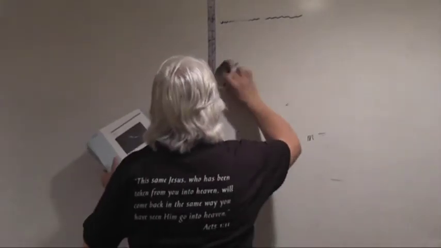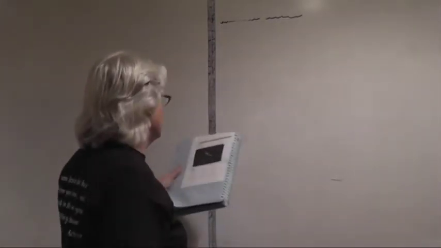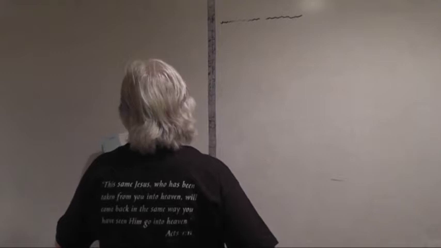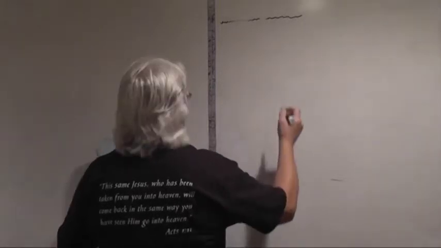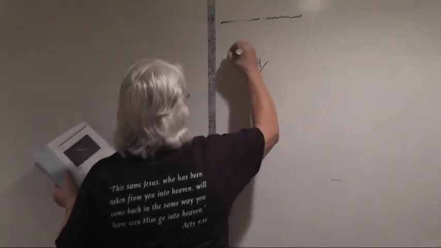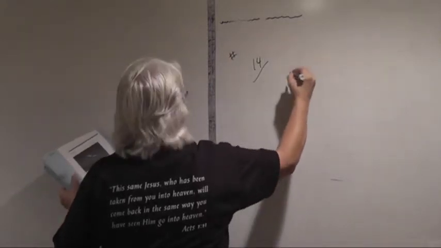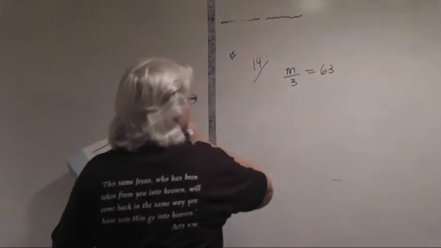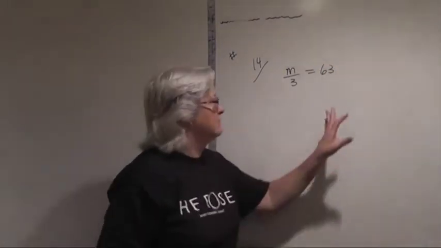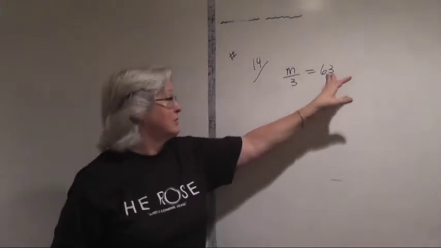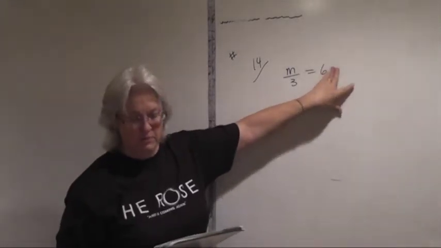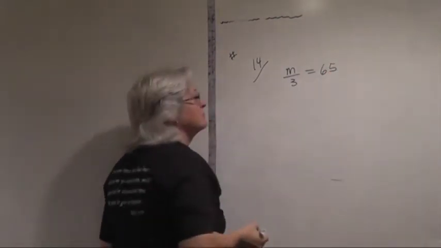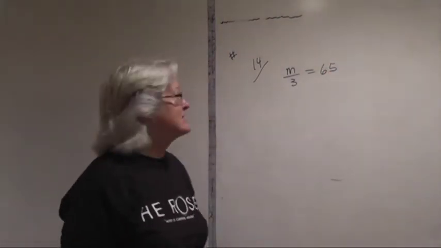Okay, let me pick another one here. Let's look at number, what do I want to do? How about number 14? This one says m divided by 3 is equal to 65. Misspoke again, we'll go with 63. So let me change that just in case you wanted to make sure that I did exactly the same problem. M divided by 3 is 65.